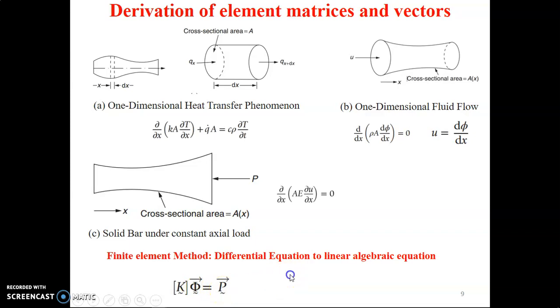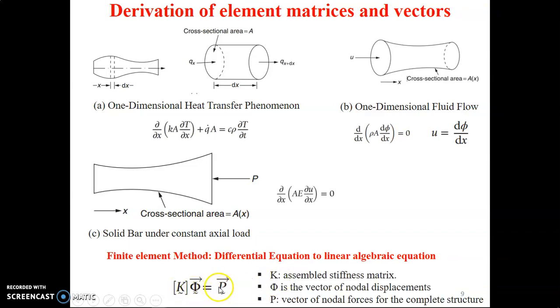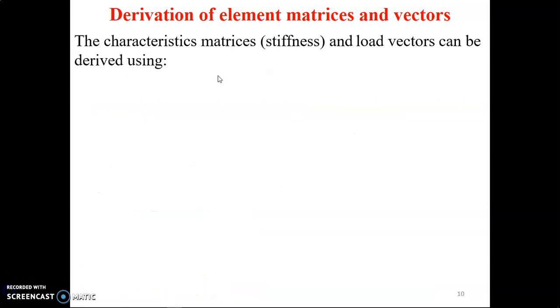acting on the element. The next step is that for each element we have established these linear equations. Now we will assemble these linear equations into global equations for all the elements, and then we will solve the global equation for the deformation in each element or at each node within the discretized domain. Now the elemental equations which can be modeled in the finite element method can be expressed in terms of the stiffness matrix and the load vectors.